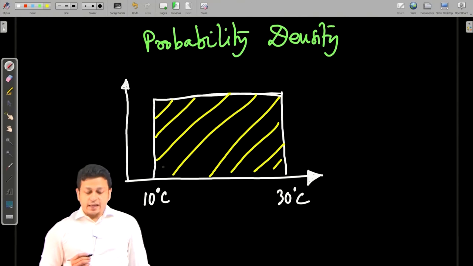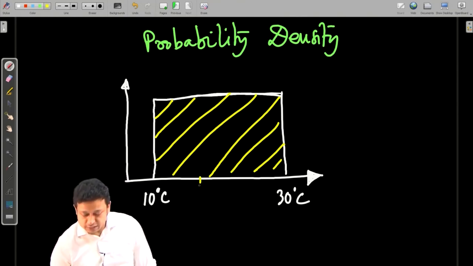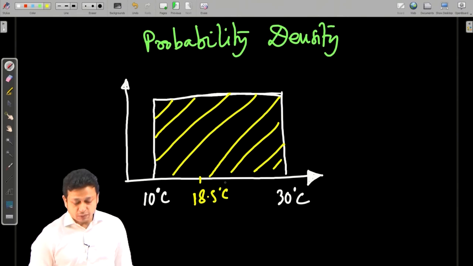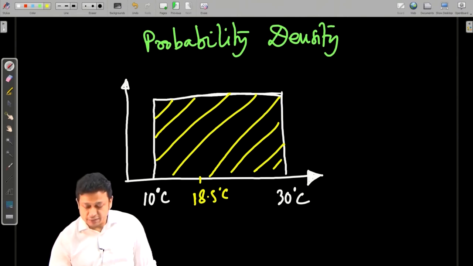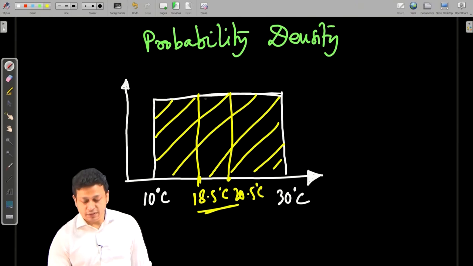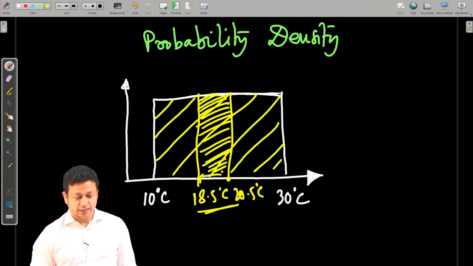Now, here I cannot really have a value for a particular temperature, say 18.5 degrees Celsius. But I can always get a value between 18.5 and, let us say, 20.5 degrees Celsius. We can always get a value for an interval, but we cannot get a value for a specific temperature.